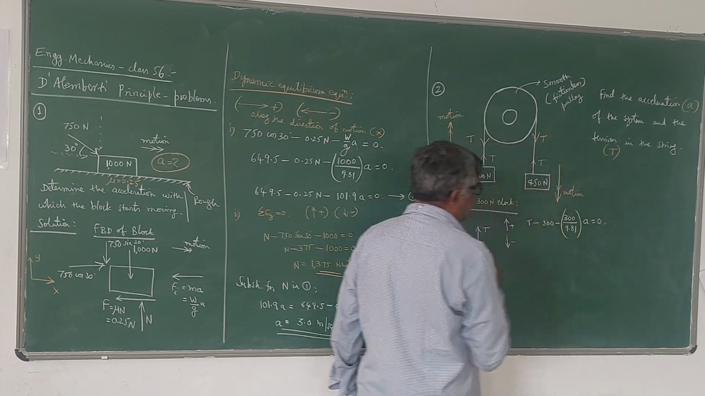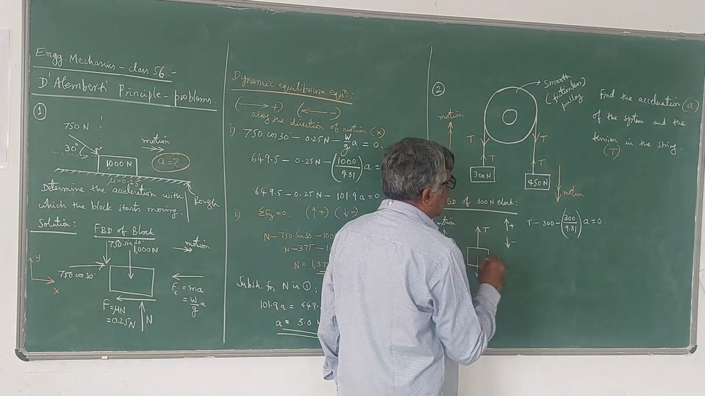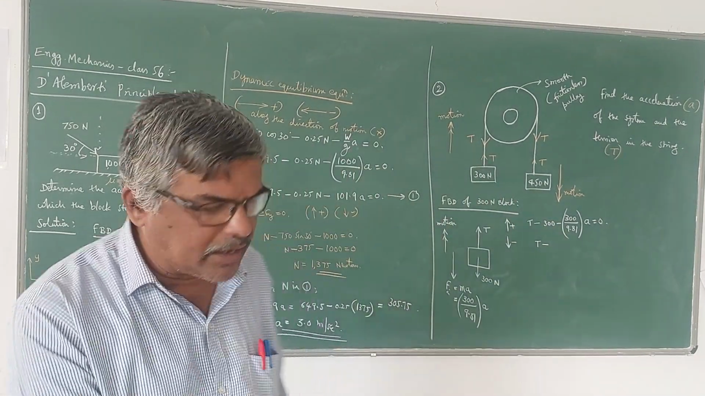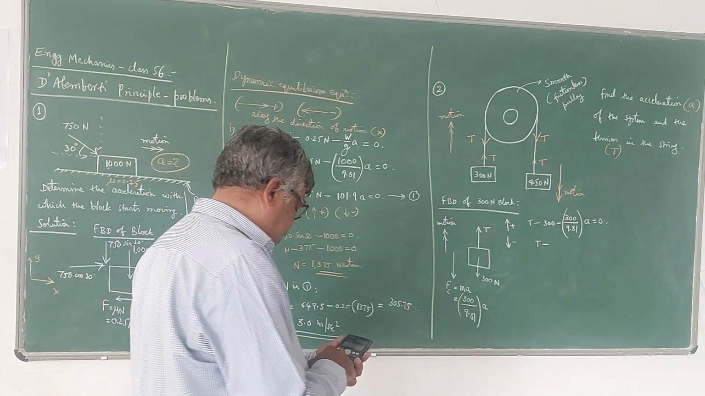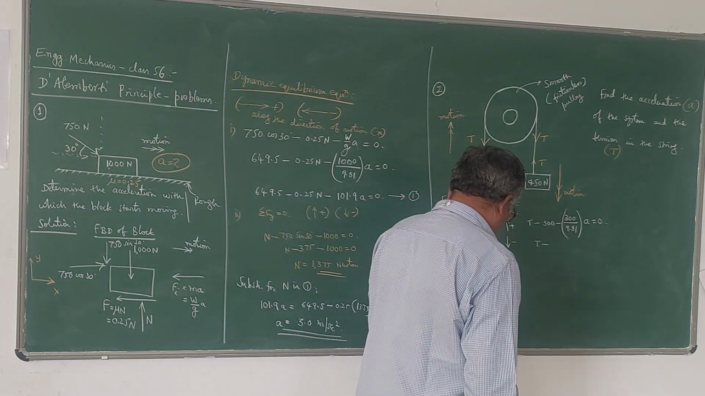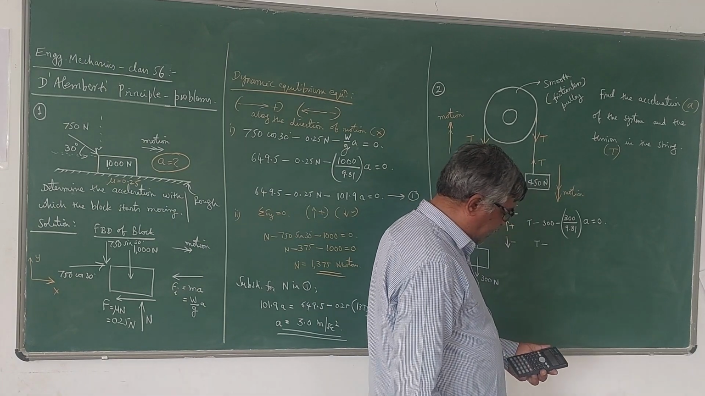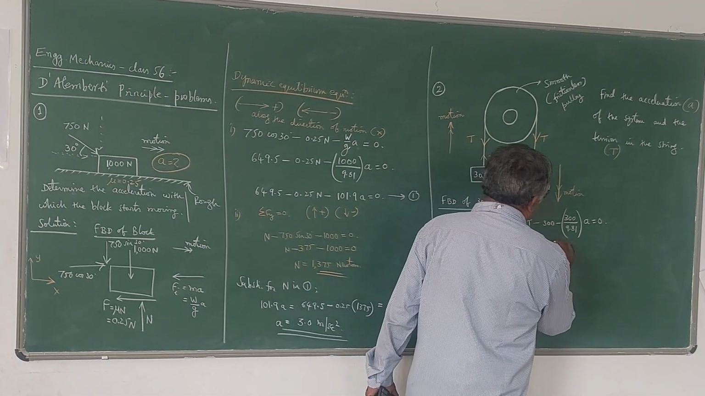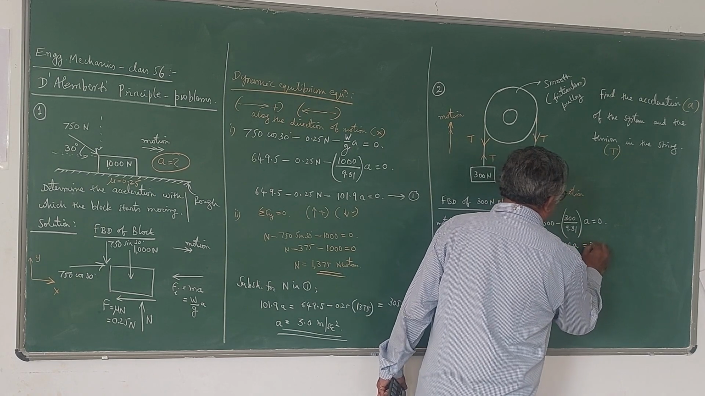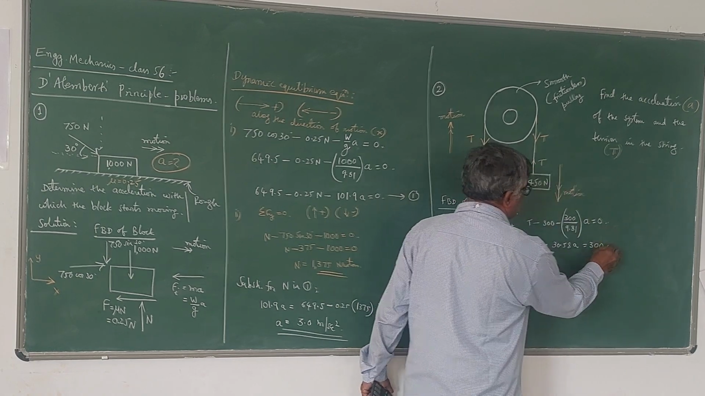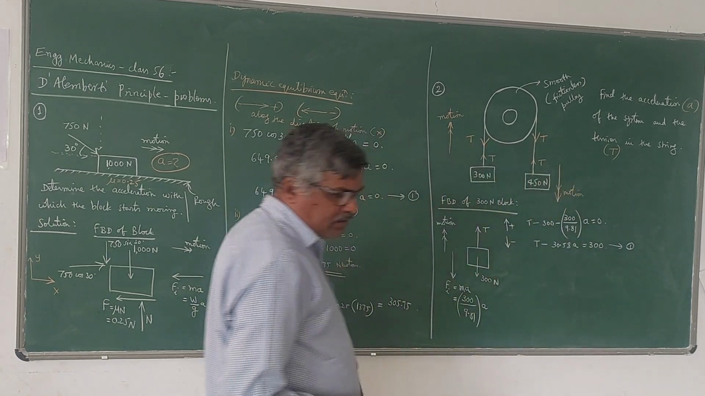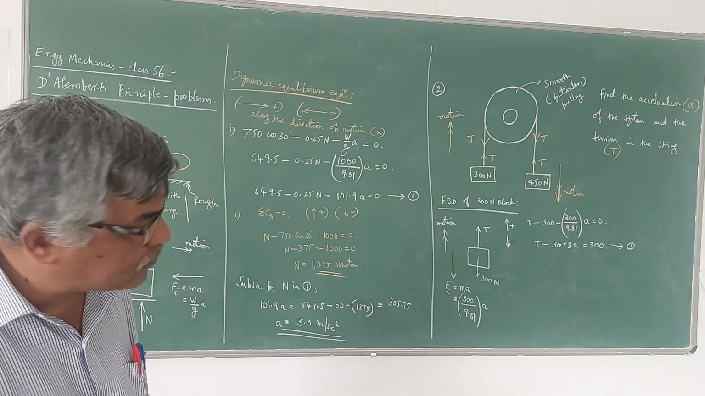So this is the first equation you are going to get, or I can write this as T minus 300 divided by 9.81, the value of which is 30.58, times A is equal to 300. I will bring this 300 to RHS. So this is the first equation we are going to get. You cannot solve this equation because there are two unknowns.